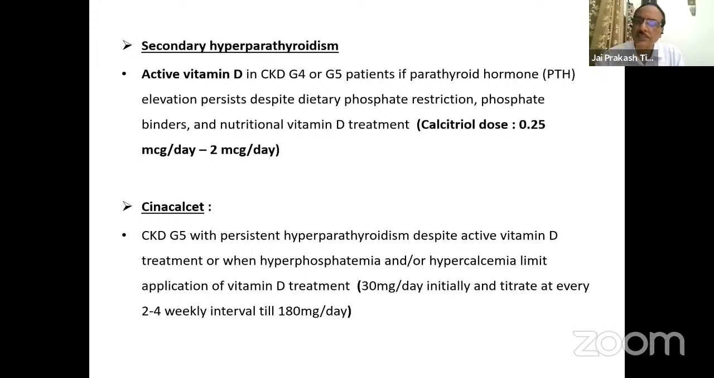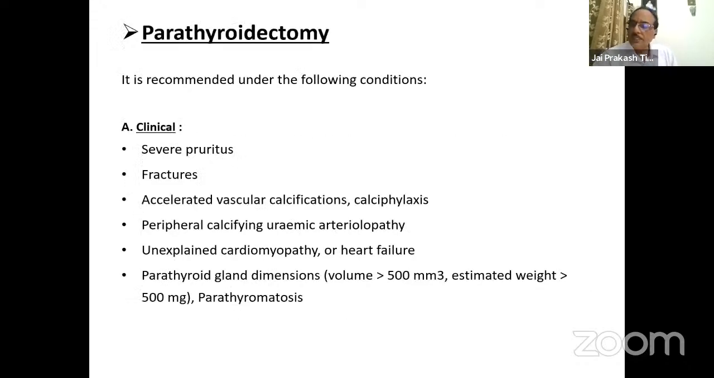in stage 5 with persistent hyperparathyroidism despite active vitamin D treatment, or when hyperphosphatemia or hypercalcemia limits the application of vitamin D treatment, we use cinacalcet 30 mg per day initially and titrate at 2 to 4 weekly intervals up to a maximum dose of 180 mg per day. But still, if secondary hyperparathyroidism is not controlled and the patient develops severe bone disease, osteitis fibrosa cystica, parathyroidectomy is indicated in these patients.